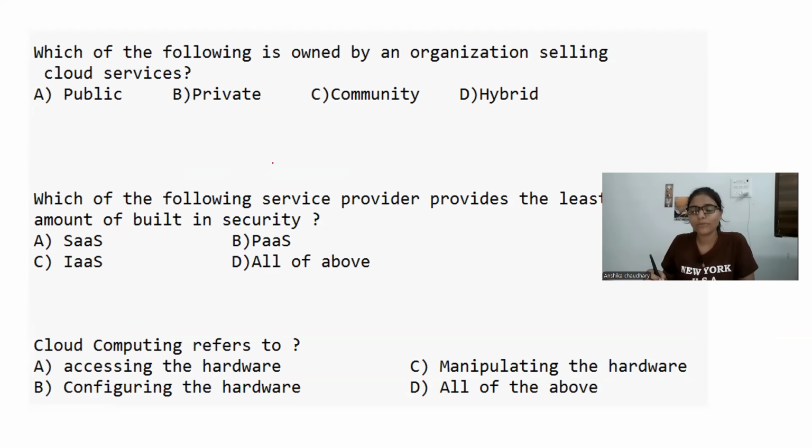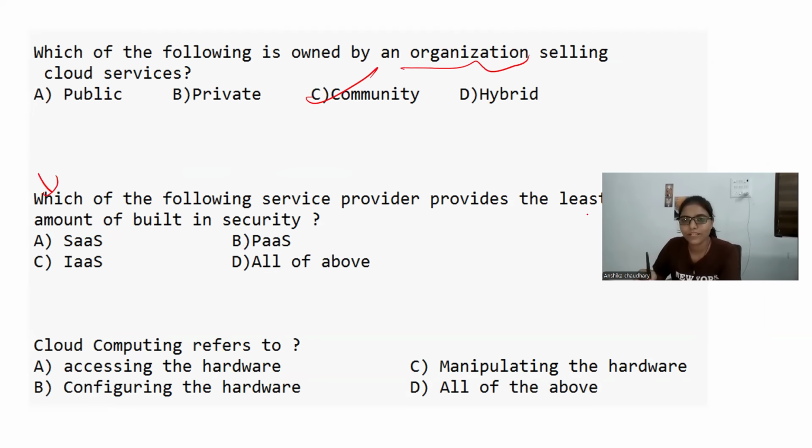Which of the following is owned by an organization selling cloud services? Public, private, community, or hybrid? Here the answer will be community cloud, because it is owned by an organization and it is selling its cloud services, right? Let's move on to the next.